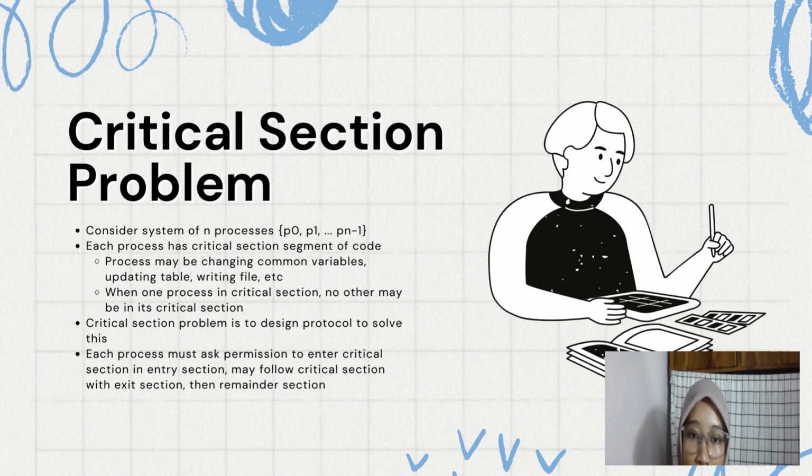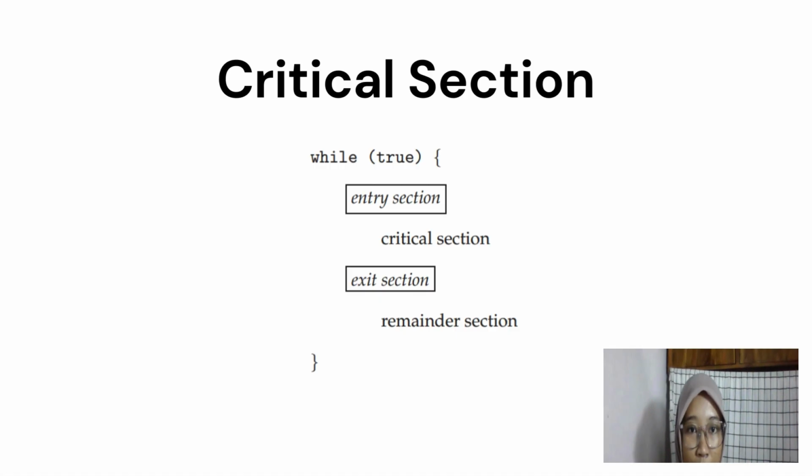Each process must ask permission to enter its critical section in an entry section. It may follow the critical section with an exit section, then the remainder section. And here is the algorithm of the critical section. While true, entry section, and then critical section. After that, exit section, then remainder section.